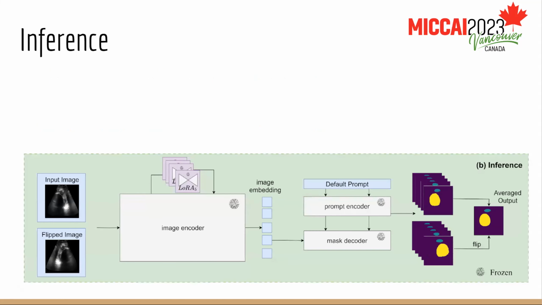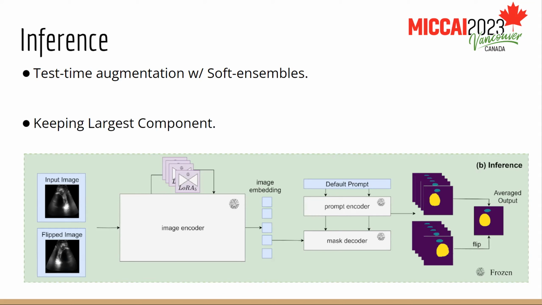And after training with 5-fold, we do the inference with test time augmentation by flipping the image only horizontally, as I previously mentioned, because we didn't use the vertical flipping augmentation. By flipping the image and using the 5 trained LoRA models, we can generate 10 predictions, and then we average these predictions based on soft ensembles to give the final output. And for sure, as a post-processing, we keep the largest component, bearing in mind that we only have 2 components, 1 fetal and 1 pubic symphysis.